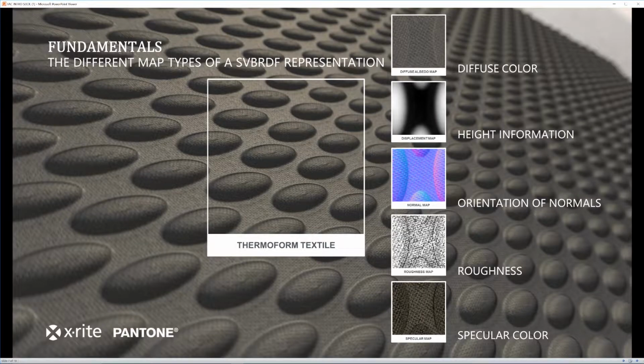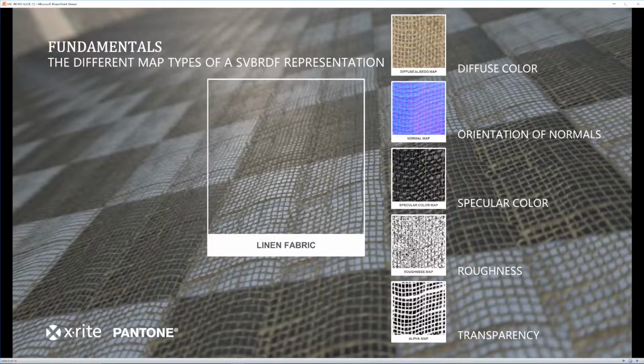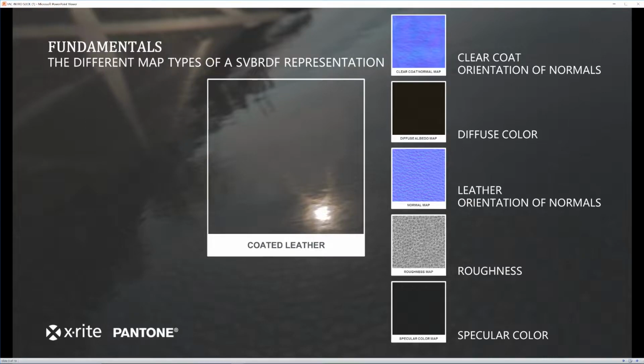In a scanned material, you're going to have multiple maps. You're going to have your diffuse, height, normals, roughness, and specular, just to name a few. And different materials are going to have different types of maps. And what's great about the TAC is it's able to capture these different types of maps and allow you a high level of accuracy from that.